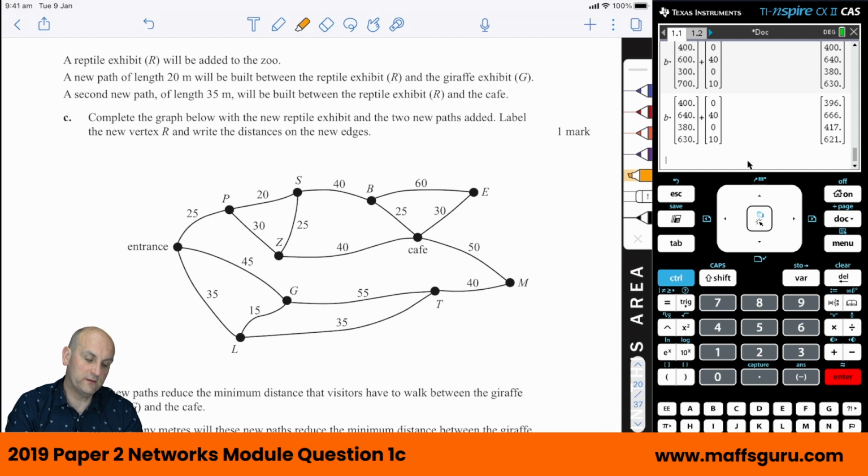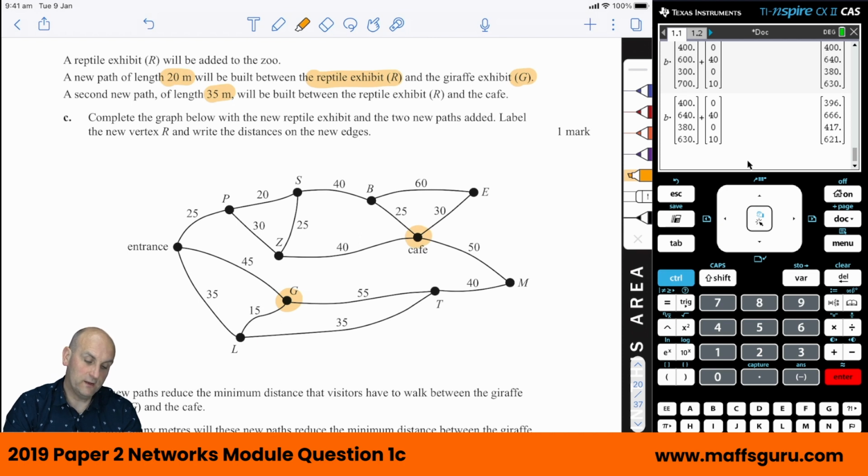Reptile exhibit R will be added to the zoo. A new path of length 20 meters will be built between the reptile exhibit R and the giraffe. So there's my giraffe. Where's my reptiles? Oh, it's not on there yet. A second new path of length 35 meters will be built between the reptile and the cafe.